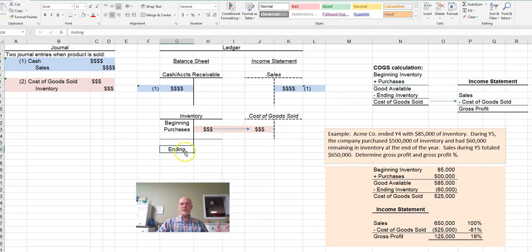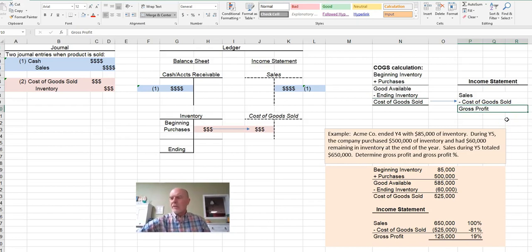you still either have your inventory on hand, or it's gone out the door. And when it's gone out the door, you take the cost of that product out of the inventory account and put it into cost of goods sold. So in the calculation, we subtract the ending inventory. That gives us cost of goods sold, and then that is subtracted from sales on the income statement to get your gross profit. Of course, the gross profit is the markup.